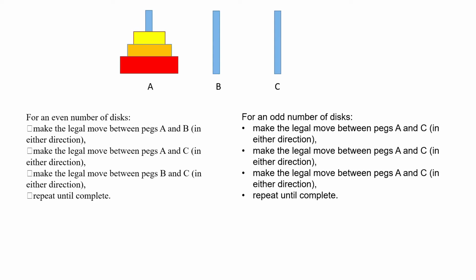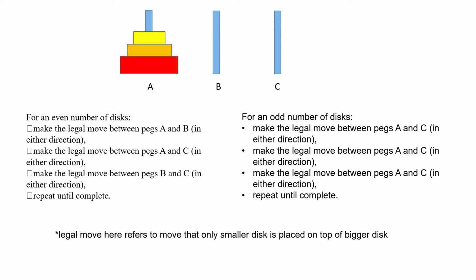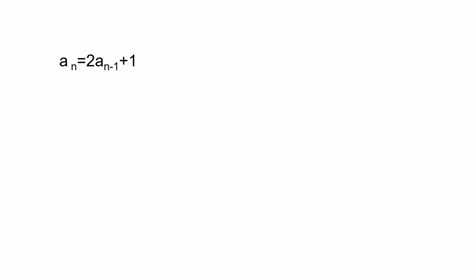There are 2 important things to be taken note of, that is, make the legal move between packs in either direction, and also a legal move here refers to a move where only a smaller disc is placed on top of a bigger disc. After we complete 2 discs, 3 discs, 4 discs and 5 discs, we can get a series of numbers which are 3, 7, 15 and 31.